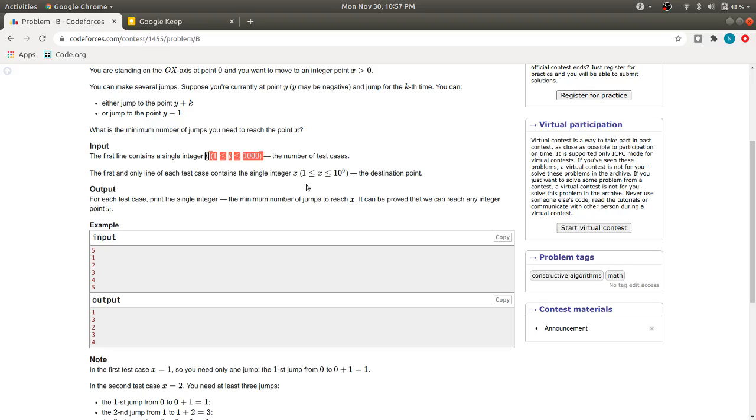These are the constraints. T is from 1 to 10 to the power 3, x is from 1 to 10 to the power 6. I'll link this problem in the description box. Let's see how we are going to solve this problem.